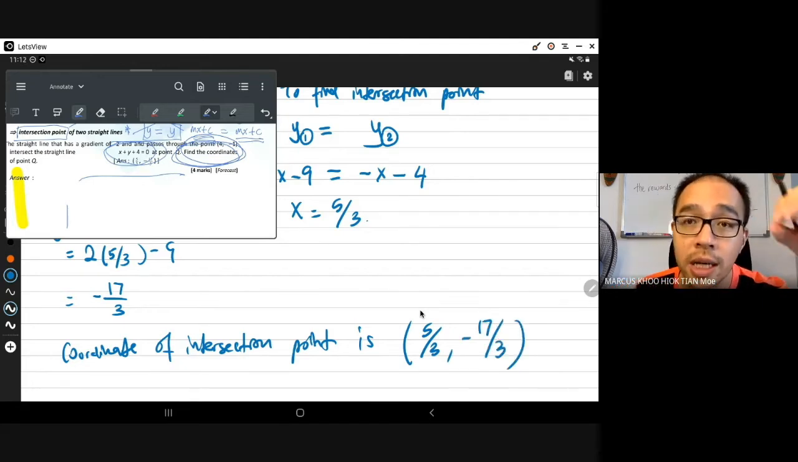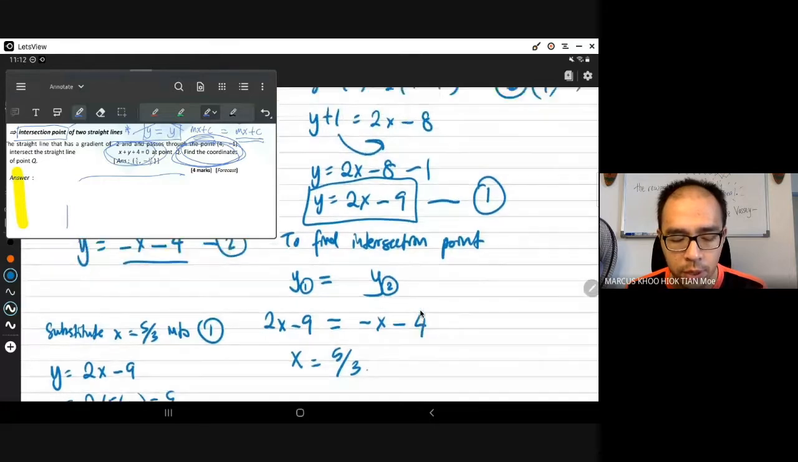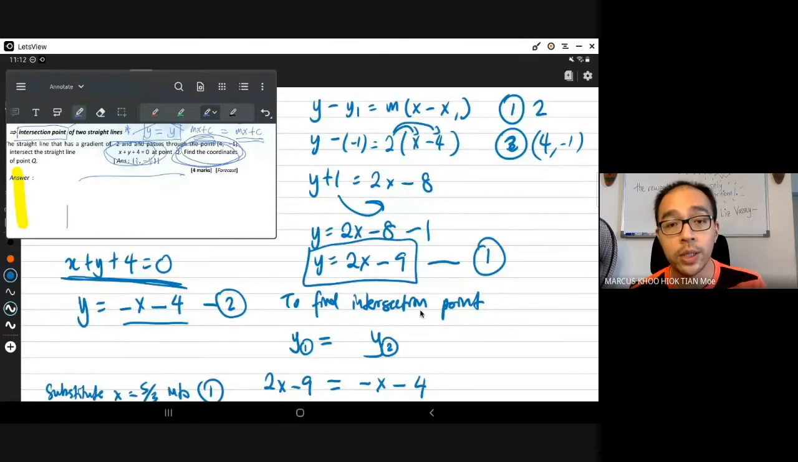Remember, if the question asks for coordinates, the final answer must be in coordinates. Okay, that's a very, very important thing that you shouldn't be missing out. So this is to recap. Actually, you've learned this way back when. I don't know when, maybe when you were in Form 3. But I just want to teach you this again.